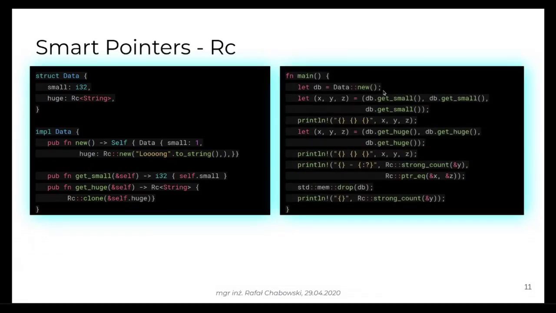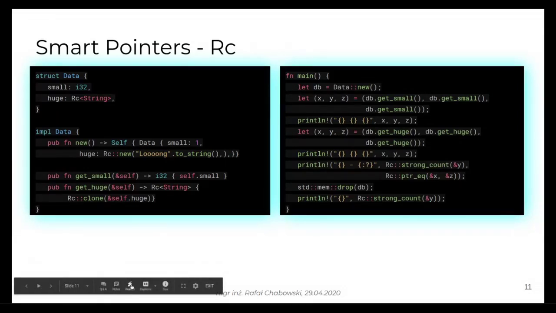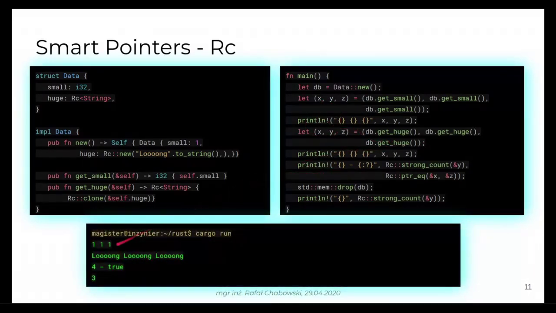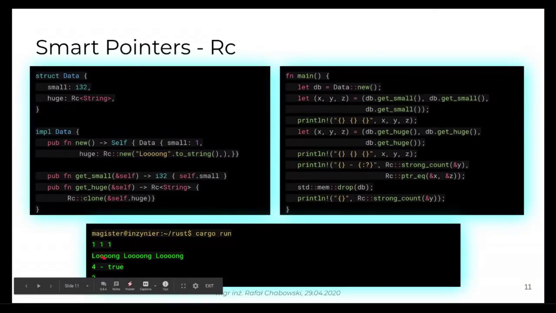Now, what we have here, I'm not sure if you can see my mouse pointer. Let's say we have some database, and these three guys get the value of the small data, like this i32. Then we print it, and again, these three guys get the huge data. Now we're going to print all these 6 values. What we can see here, we get 3 ones, 3 times the long string.